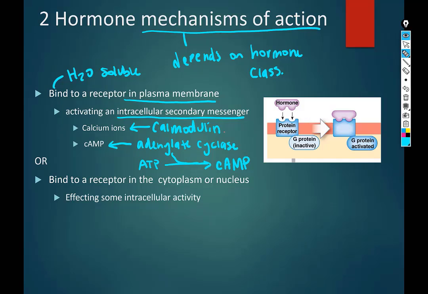If the hormone in question is fat soluble, it will cruise right through the membrane. It'll skip the transmembrane proteins because it doesn't need to go there, and it will do something on the inside of the cell. So these typically bind to receptors in the cytoplasm or in the nucleus of the cell, and that changes some intracellular activity. Again, vague on purpose because it really depends on the cell.